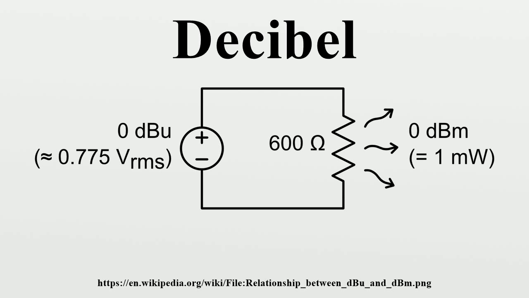In 1928, the Bell system renamed the TU into the decibel, being 1/10 of a newly defined unit for the base 10 logarithm of the power ratio. It was named the bel, in honor of the telecommunications pioneer Alexander Graham Bell. The bel is seldom used, as the decibel was the proposed working unit.